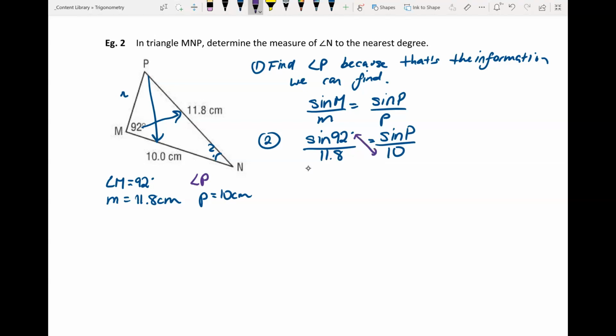Now our step to solving here is really important. We're going to do the same method as before. We're going to cross multiply when we have a fraction equals a fraction. That means the arrowhead here with the sine 92 is going to multiply with the side 10 down there. So your arrowheads indicate what we're going to multiply each other with. So you have 10 sine 92 degrees is equal to 11.8 sine P.